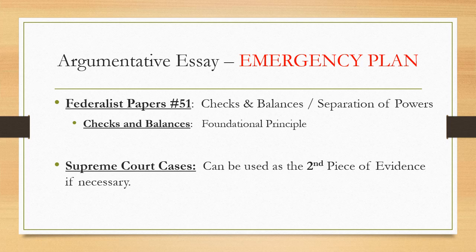So, emergency plan: consent of the governed argument, try to just swing it in there, or a checks and balances argument from Fed 51, or reference one of your 15 Supreme Court cases as your second piece of evidence. Okay, that's our emergency plan.